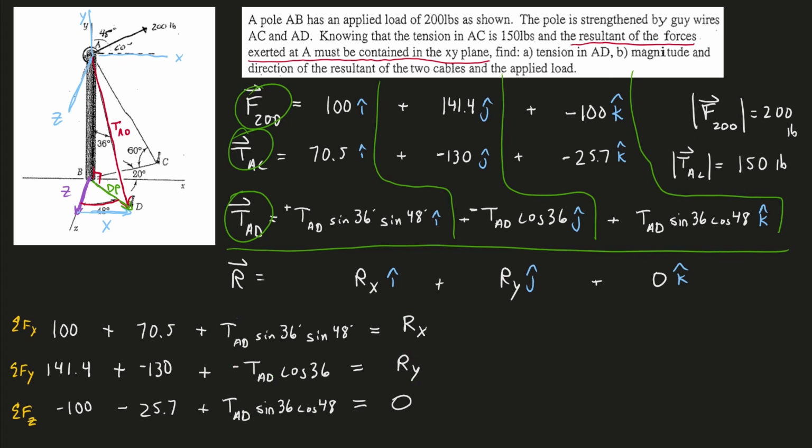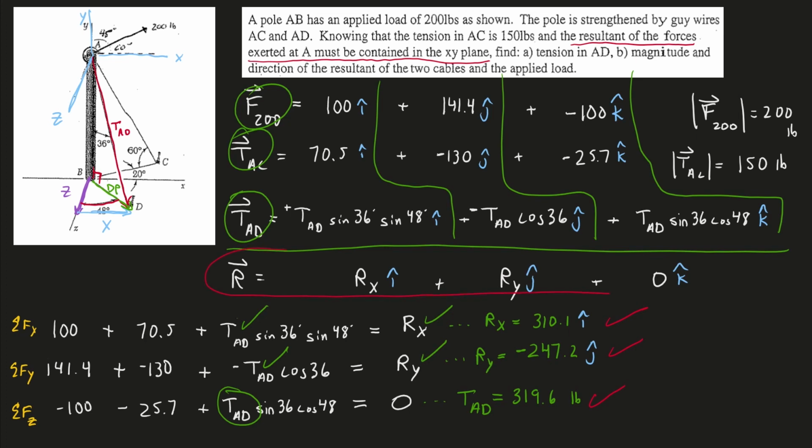So in this case, it doesn't look too bad to do this mathematically. We can solve for TAD in this equation here, because that's the only unknown. And once we do, we can stick it here to find Ry, and stick it here to find Rx. So we get 319.6 for the tension in cable AD, negative 247.2 for the y component of the resultant, and positive 310.1 for the x component of the resultant. So we can just plop those right in here to complete our resultant vector in Cartesian form. And there it is.